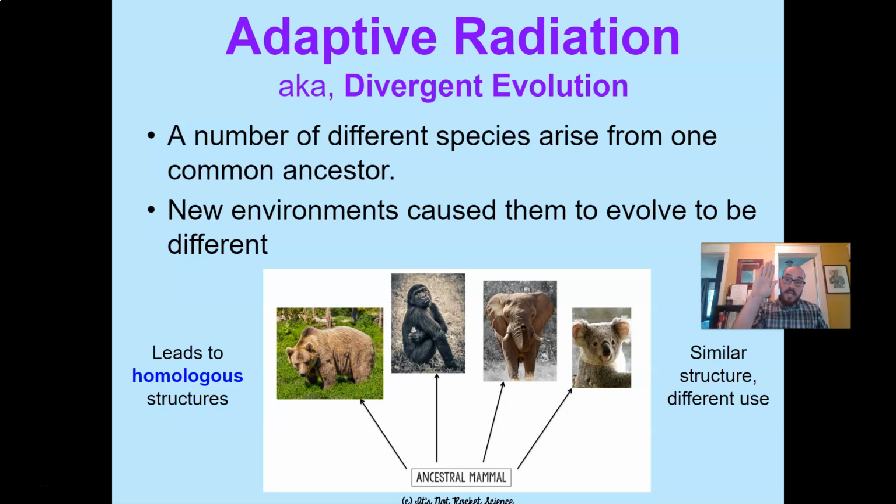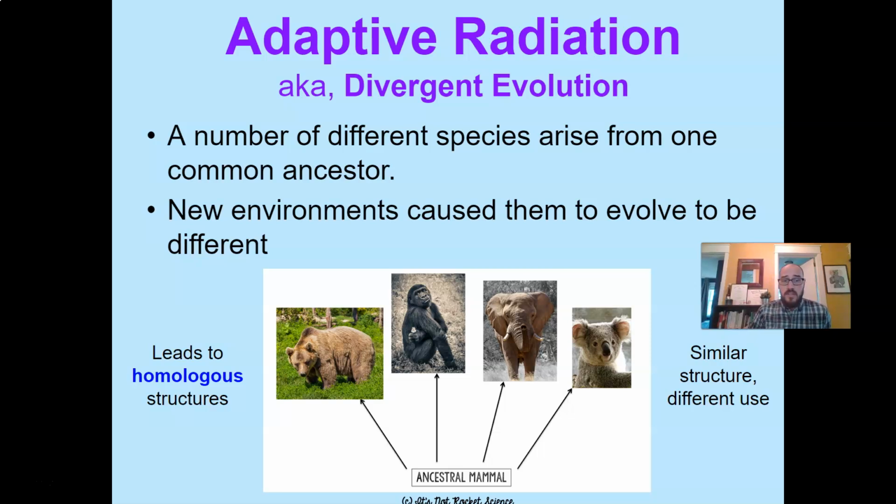But if you look at a whale or a dolphin, they're also going to have those same bones. So they're going to be homologous, but instead of using a hand the way we do, or a hoof the way a hippopotamus does, they're going to be using that same structure as a flipper. So they're going to be swimming with it. So that's what a homologous structure is, and that happens from adaptive radiation.